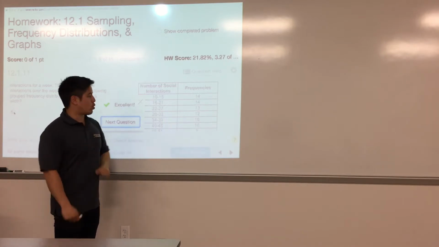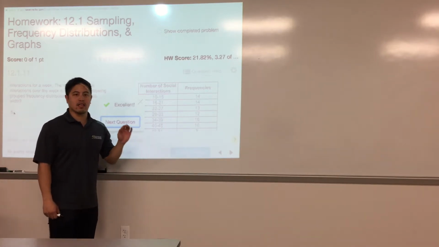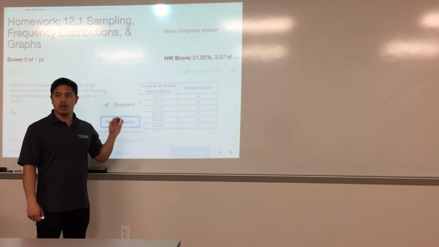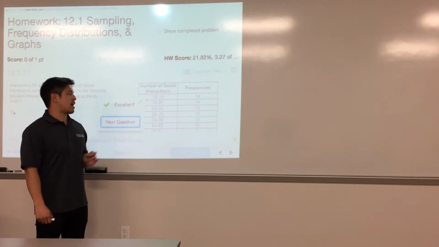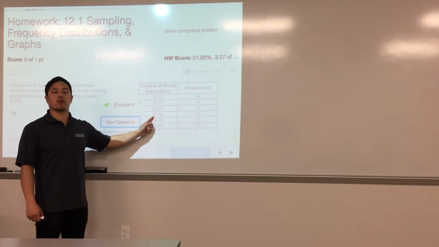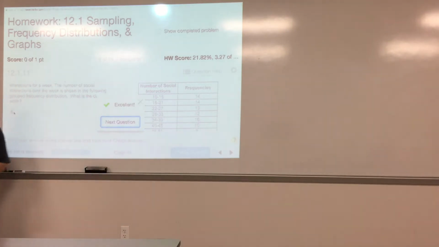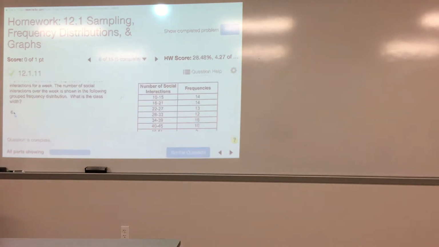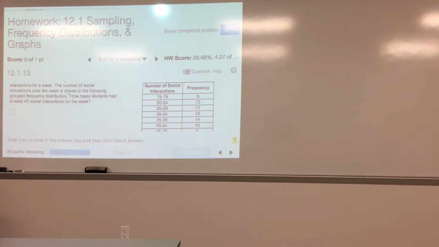Now, let me ask you a question. What is the lower limit of the fourth class? 28. What is the upper limit of the fourth class? 33. You could be asked about upper limit as well. Okay, so there you go. Next.